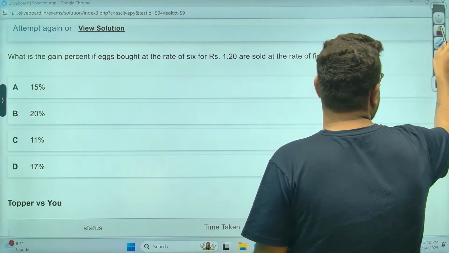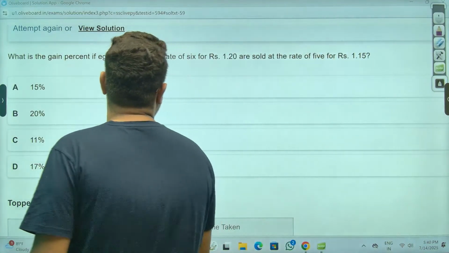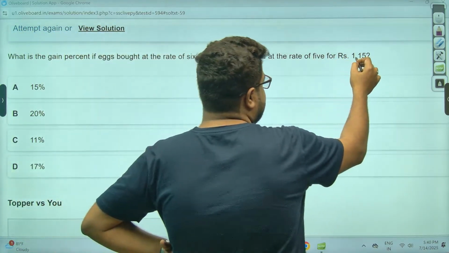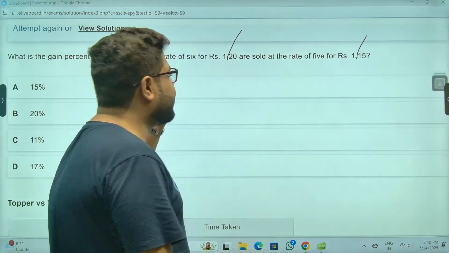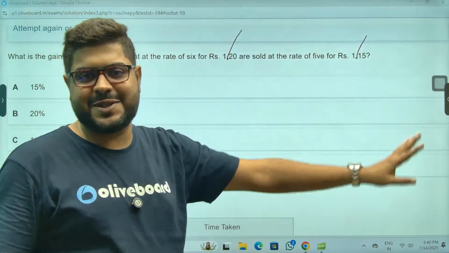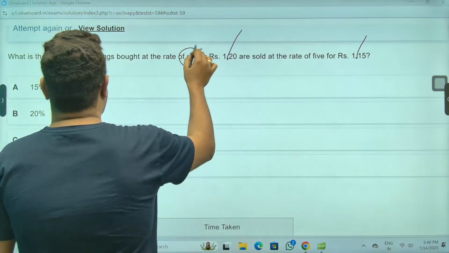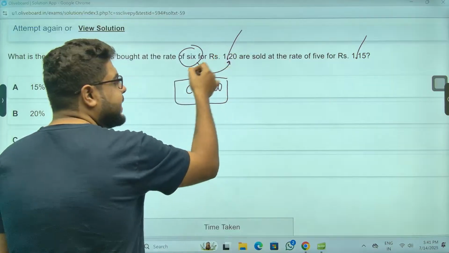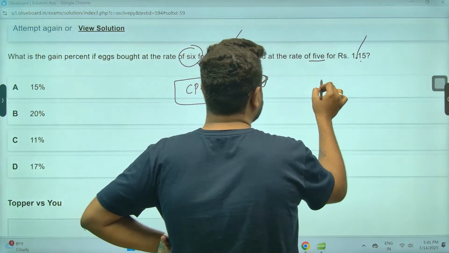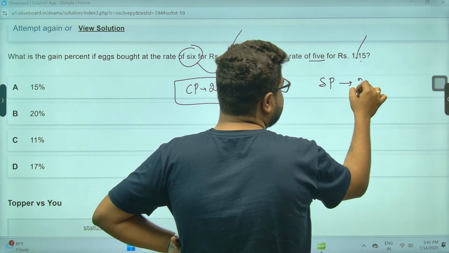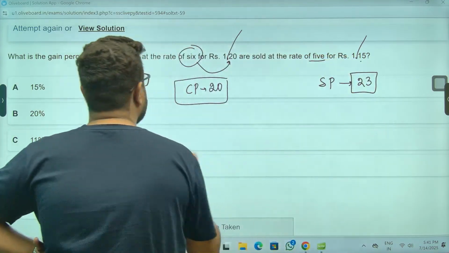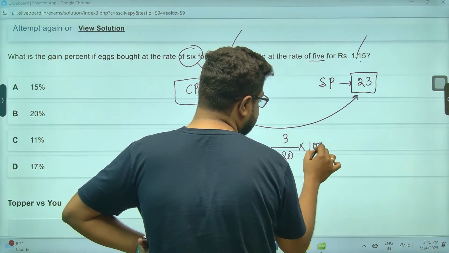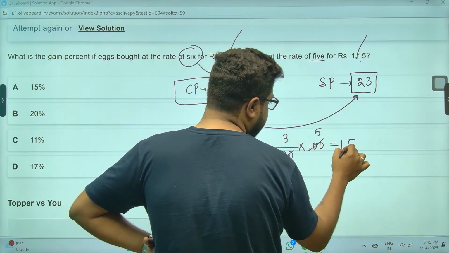What is the gain percentage? This is 6 for this. Sir, do one thing, remove all this, they only asked for the percentage. If you want 1200, 100, like 1150, that also works. No worries. The rate of 6 is 120 rupees. CP is 20 rupees for each egg, 120 by 6. This is the rate of 5. So SP is 115, meaning 23 rupees, 115 by 5. They are asking for profit percentage. 3 rupees profit out of 20. Percentage means 100, sir. This is 15% profit.